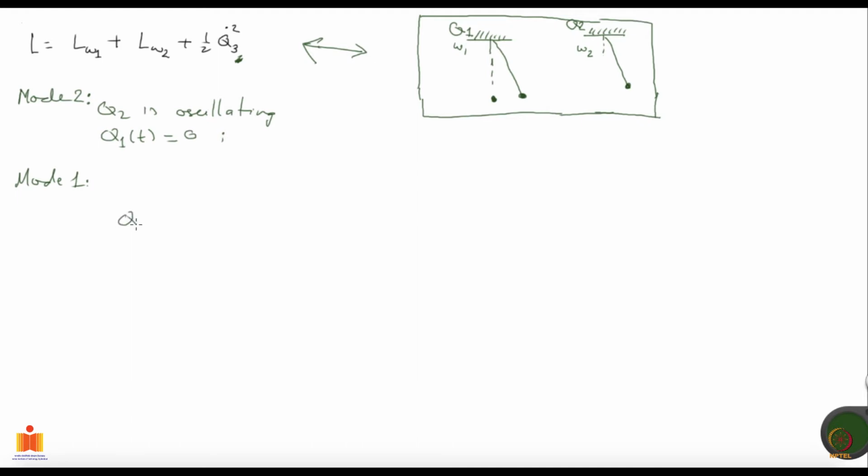If I put q2 to be 0 at all times, meaning this one is just standing still at rest and only this one is oscillating, then of course q1 is oscillating, then my system is oscillating in normal mode 1. That's what we say. And of course you can do this because these two oscillators are independent, they are not coupled.